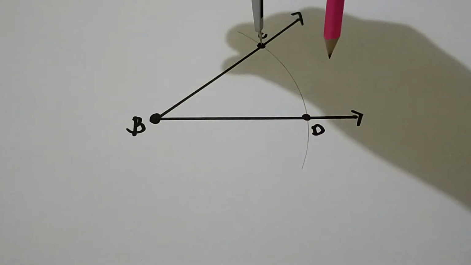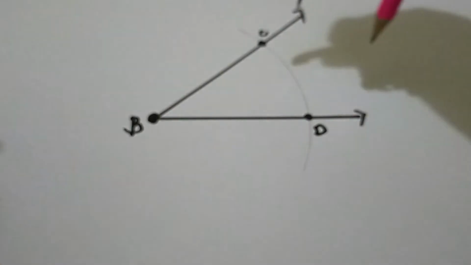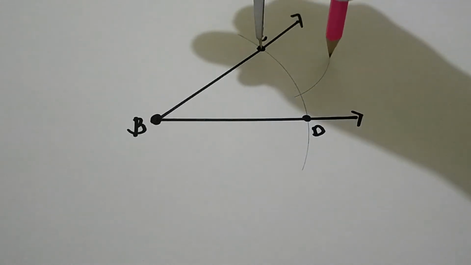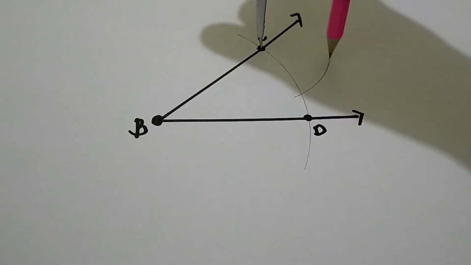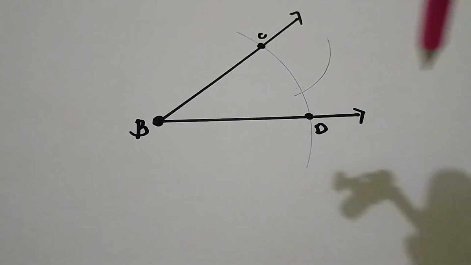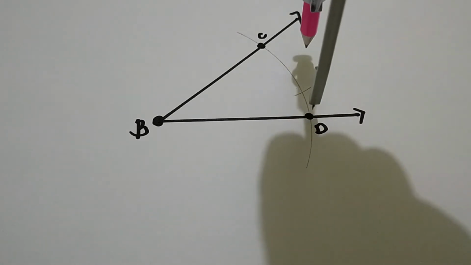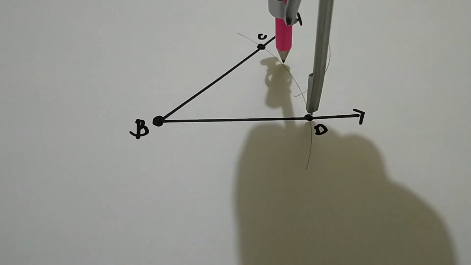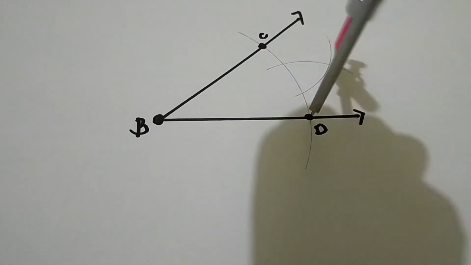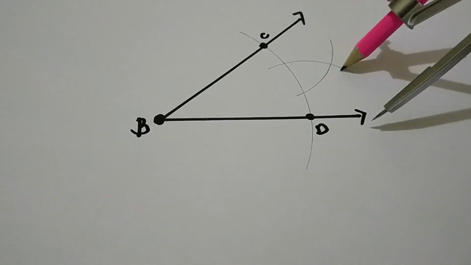Okay, this opening. So the tip of the compass will be placed on point C, and then you have to create a mark here, an arc. With the same radius, you will do the same using point D. So you also create an arc here. Now you have two arcs, this one and this one.